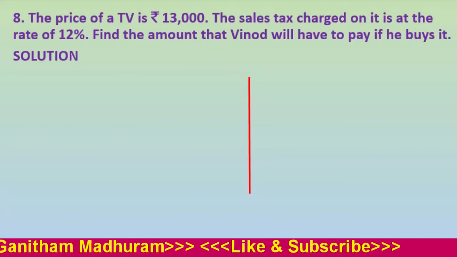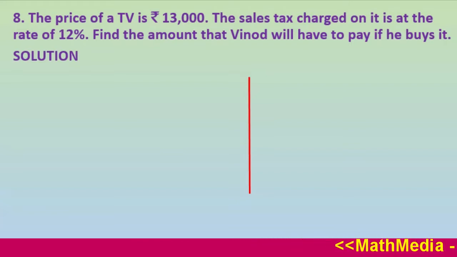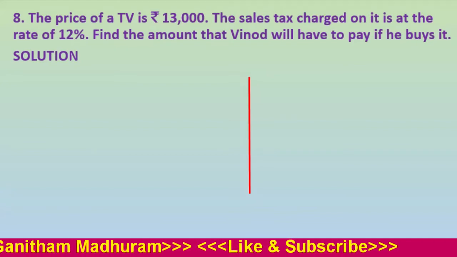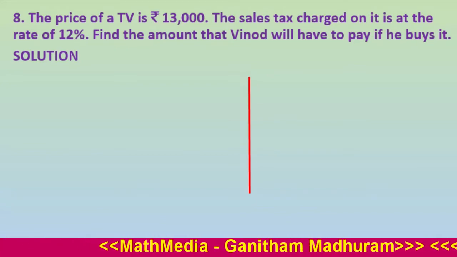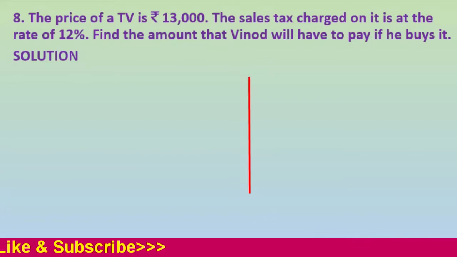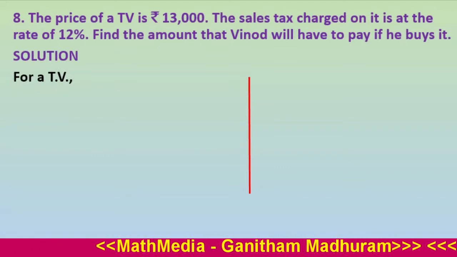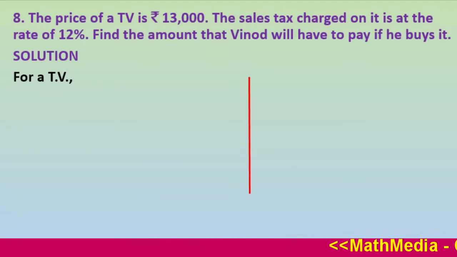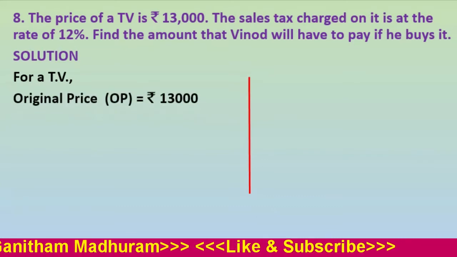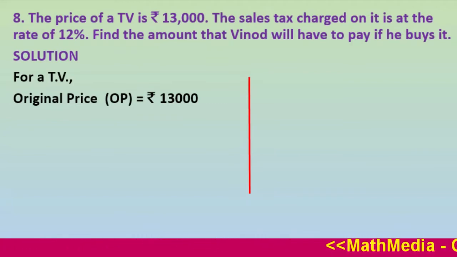Now we have to see how to solve this sum. Here the original price of the TV is given as 13,000. We can find the bill amount, that means the final amount he has to pay. Is it clear now? So 13,000 is the original price of the TV. So percentage is given. As usual, we are solving by the cross multiplication method only. So for the TV, original price, we are using the letters OP equal to rupees 13,000.